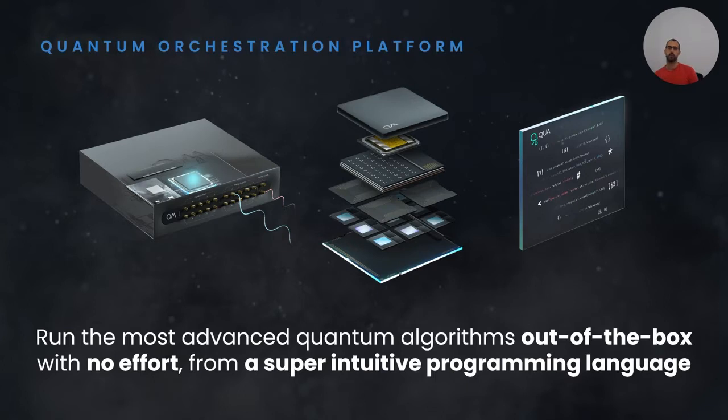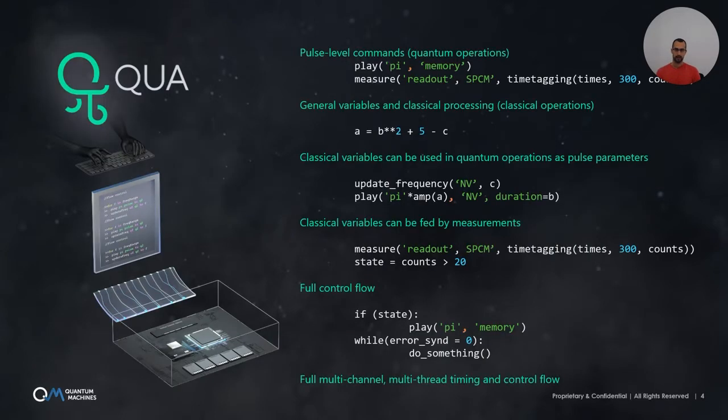So we have the quantum orchestration platform, or the OPX, and the idea is it's dedicated hardware meant for quantum control, and it allows you to run sophisticated algorithms quite easily. And how do we do that? Using it is very simple. It's using a high-level language. If you want to play a pi pulse on the memory, then you simply write play a pi on your memory, nuclear spin, for example. If you want to do a measurement, or time tagging, this is how you would do it.